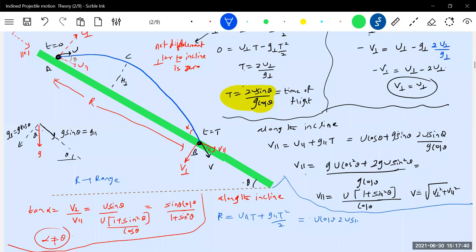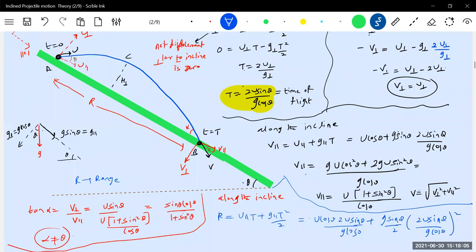Time of flight is 2u sine theta by g cos theta. Then g parallel is g sine theta, times t. This will be 2u sine theta by g cos theta. It's not a trigonometry class. It's a physics class only. Okay, agreed. So this will be the range.